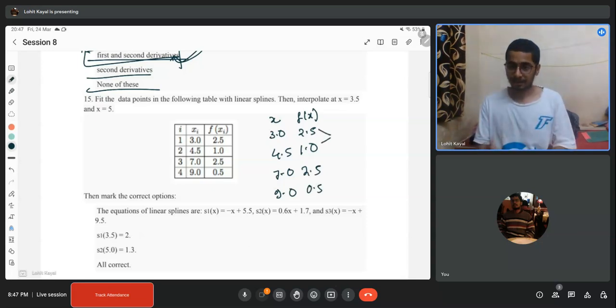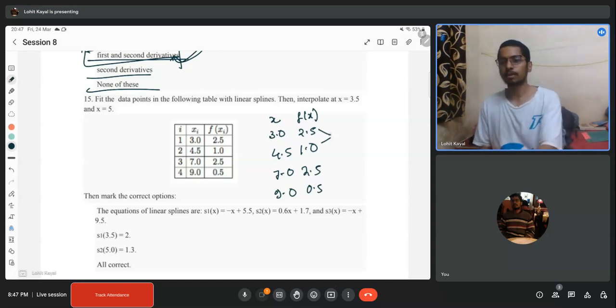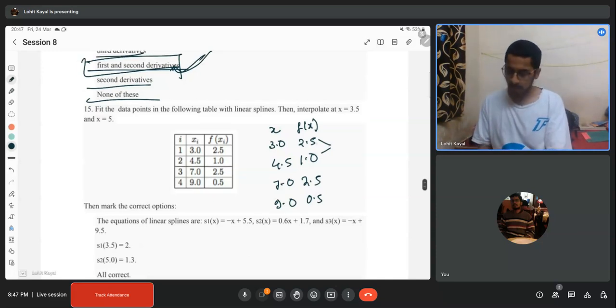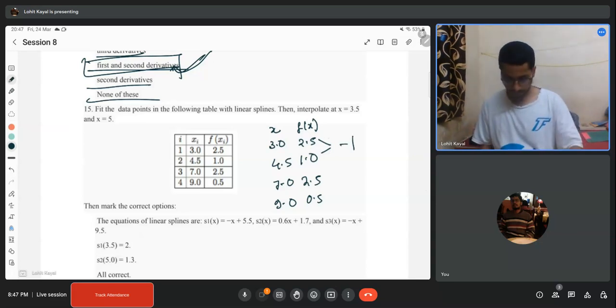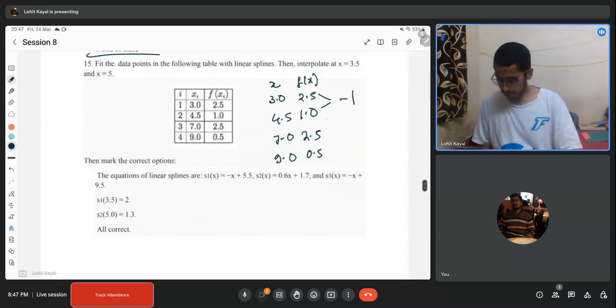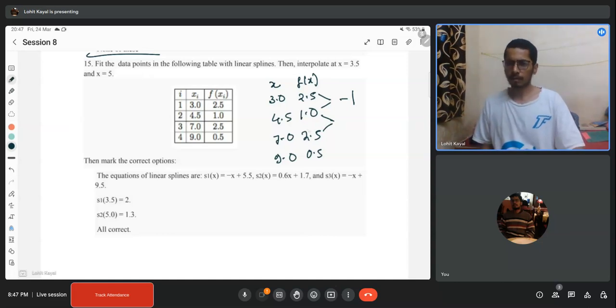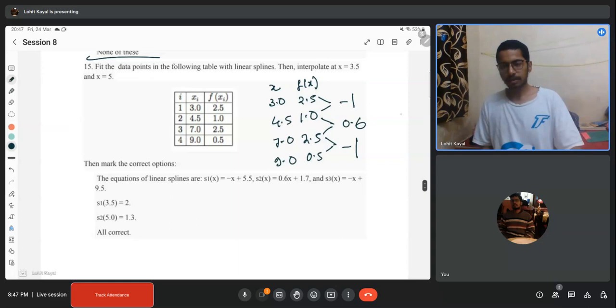Now the first function, the first linear straight line, will be valid for x0 and x1. So I just need b0 and b1 for each of these cases. Here it will be 1.0 minus 2.5 is minus 1.5, divided by 4.5 minus 3.0, so the result is minus 1. Here it is 2.5 minus 1.0, this is 1.5, divided by 7.0 minus 4.5, 2.5, that is 0.6. And this is minus 2 divided by plus 2, so it is again minus 1. I don't need to find the other b2.